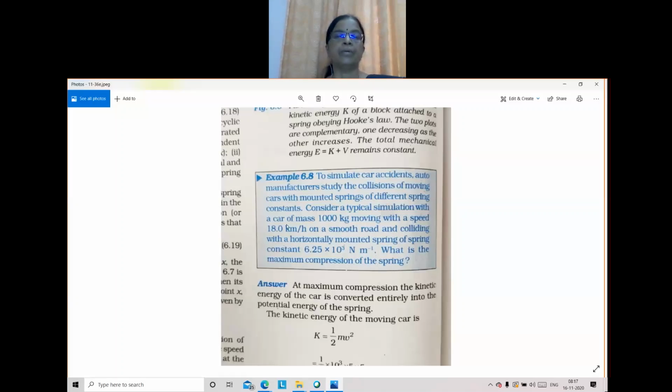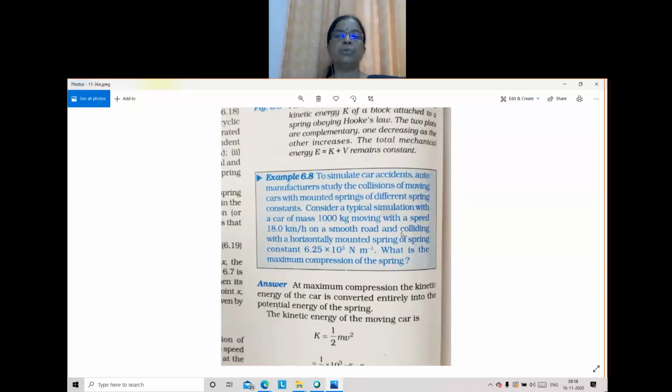So you have to consider a car of mass. Mass is given in kilogram. We know in the SI system, kilogram is the unit of mass. So you just write m equal to 1000 kilogram. Speed: initial velocity equal to 18 kilometer per hour, change it into meter per second because in the SI system it is meter per second. So what to do? Into 5 by 18. The 18 and 18 get cancelled, and we get 5 meter per second as the speed.